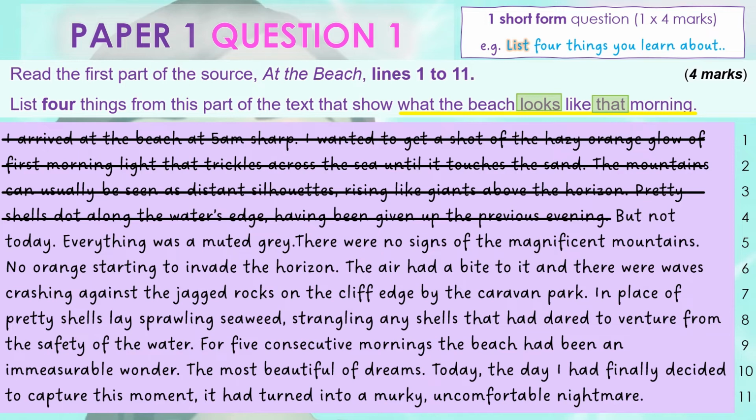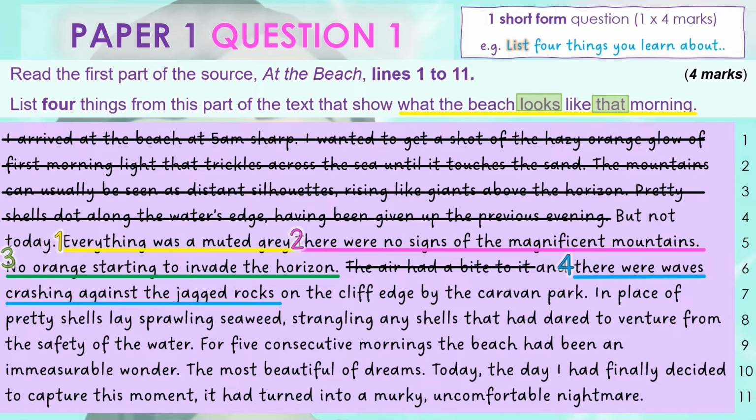The first thing we could pick up is everything was a muted grey. Number 2, there were no signs of the magnificent mountains. Number 3, no orange starting to invade the horizon. We would cross out the air had a bite to it, as that's how the beach feels rather than what it looks like. But we could put there were waves crashing against the jagged rocks. So we have our 4, but 1 for good luck is always good. So we could put the sprawling seaweed that are strangling the shells. How did you do?